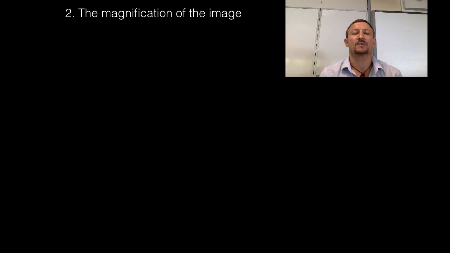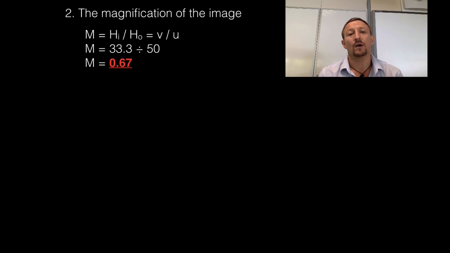So the second one asked me to work out the magnification. Well, I know the distance of my object and I know the distance of my image from question 1, so I can use my formula m equals hi over ho, which also equals v over u. I'm going to use the v over u section to find the scale factor. So it's 33.3, which is what I got for the distance of the image from my previous question, divided by 50. So my magnification is 0.67; it is diminished, it's got smaller.